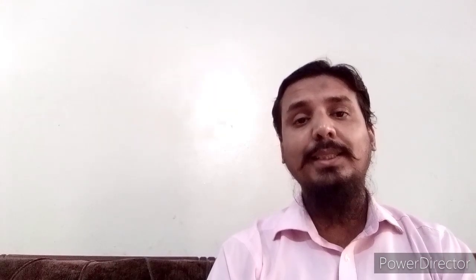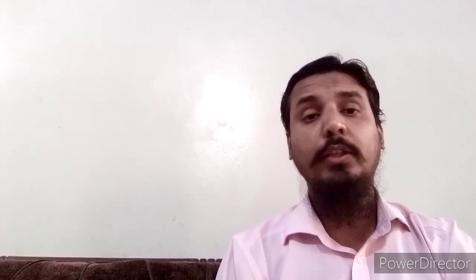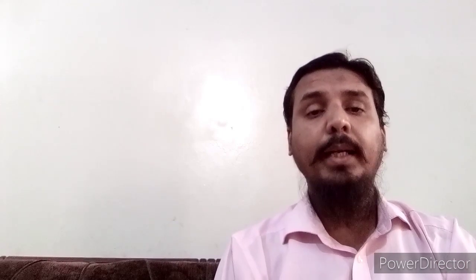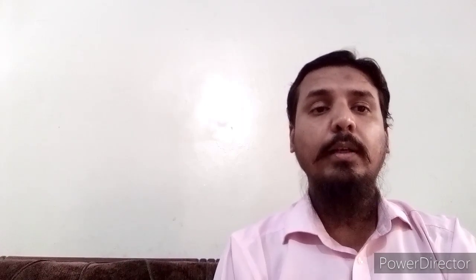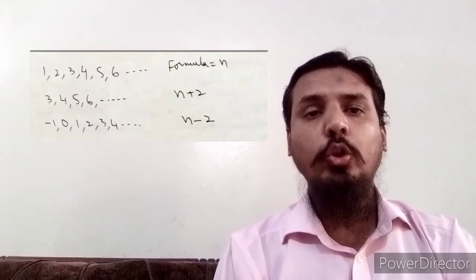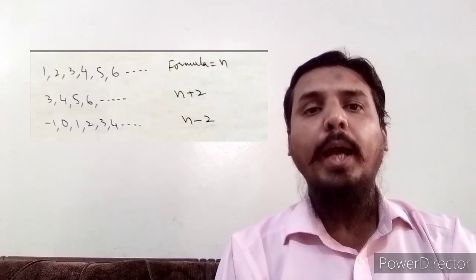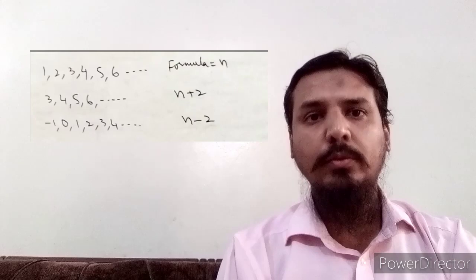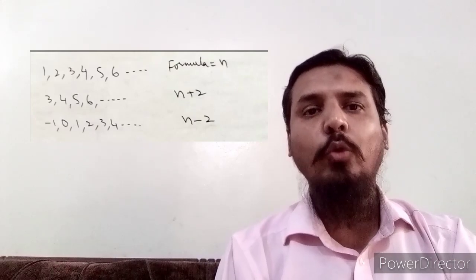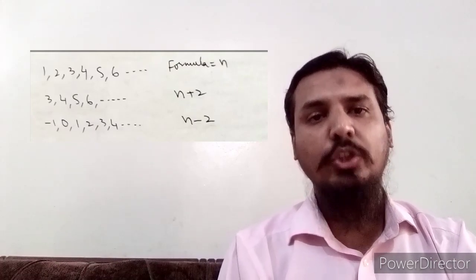But these sequences can be modified. For example, the sequence of natural numbers is given, so the general formula will be n. But if the initial two terms are not given and it starts from 3, 4, 5, 6 and so on, the general formula will change to n plus 2, because the initial two terms are missing, so we add plus 2 in compensation.